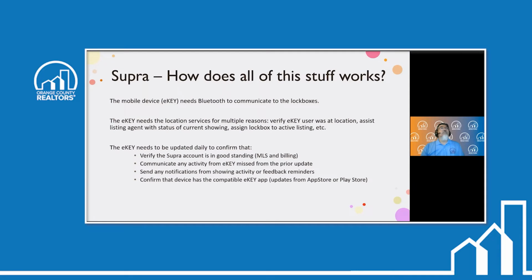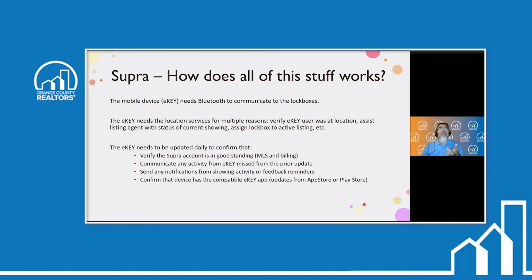So we're hammering it home again. The mobile device has to use the Bluetooth technology to communicate to the lockbox. The eKey needs location services for multiple reasons, more than just saying where you're at a certain time. It uses it to help the listing agent know that you're still there at the property. It helps assign a lockbox to an active listing, and there's a lot of other things as well.